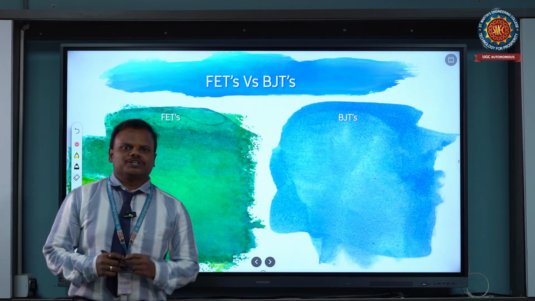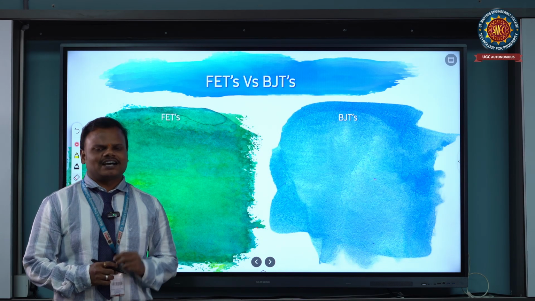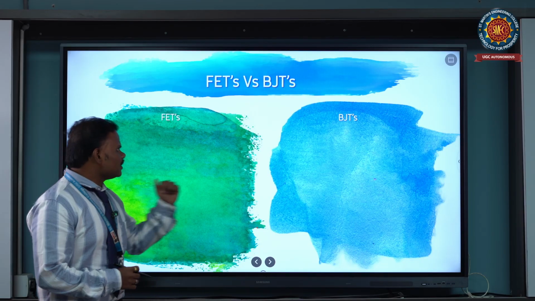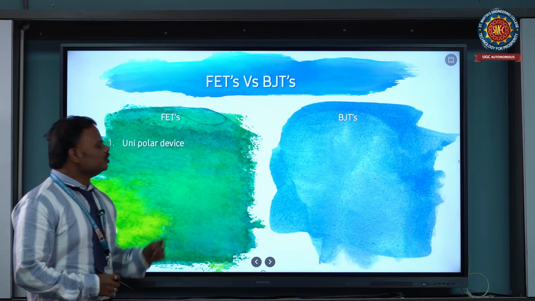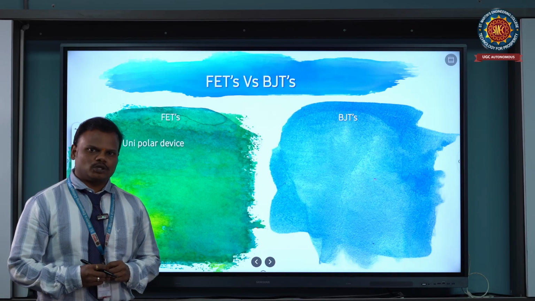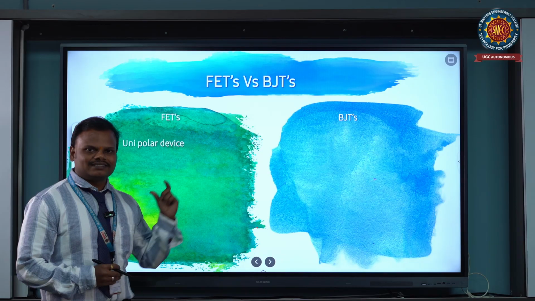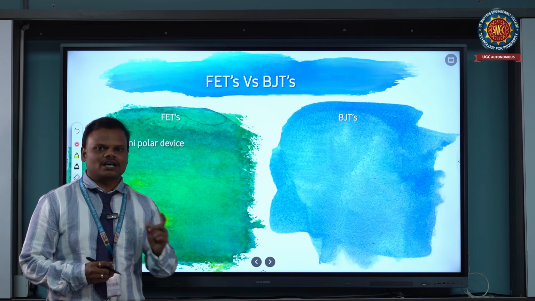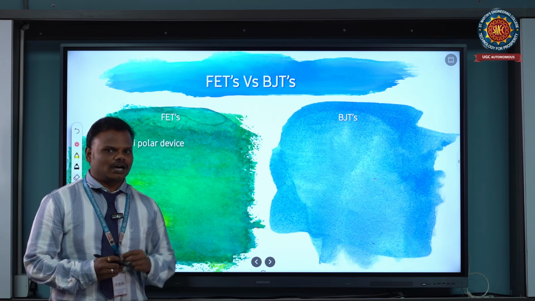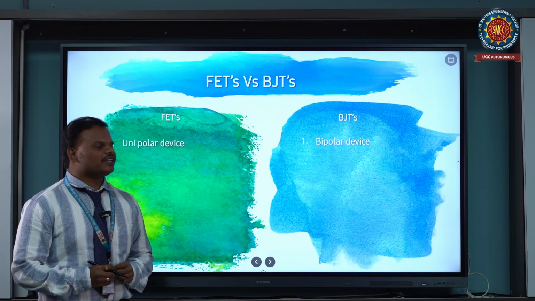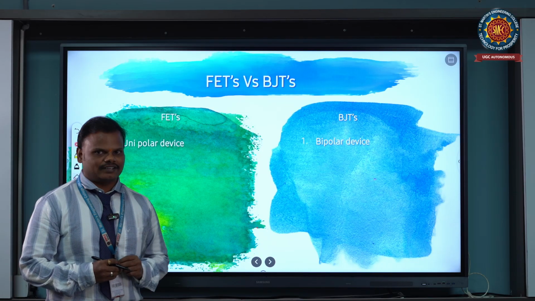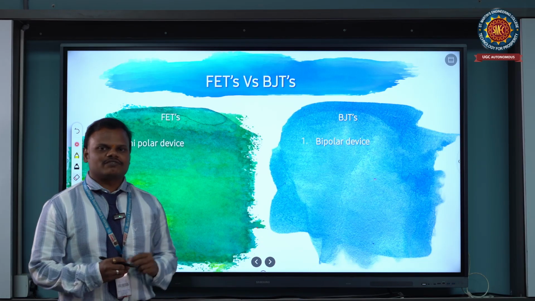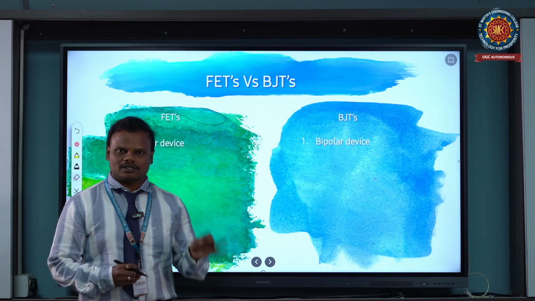Entering into the JFET concept, I want to distinguish between BJTs and field effect transistors. First, the FET is a unipolar device, which means the operation of the device is based on only majority charge carriers, either N or P, that is, either electrons or holes. Whereas BJT operation depends on both charge carriers. That's why it is named bipolar: the operation of the BJT depends on electron movement and also hole movement.